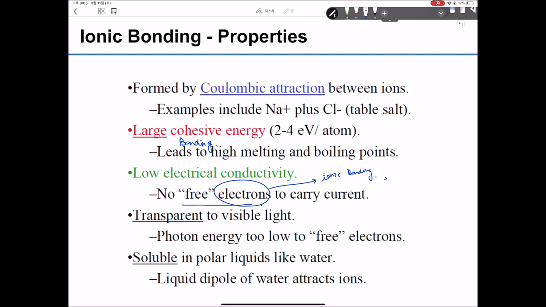And again, one more thing, it does not have any directionality. In other words, it is not ordered. And when materials are not ordered, there is no electrical conduction. Or even if there is, it is very low.